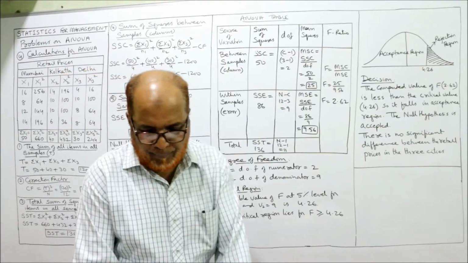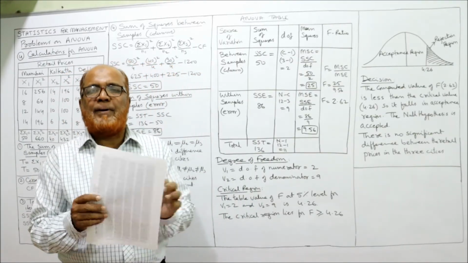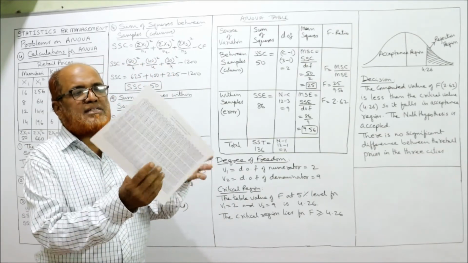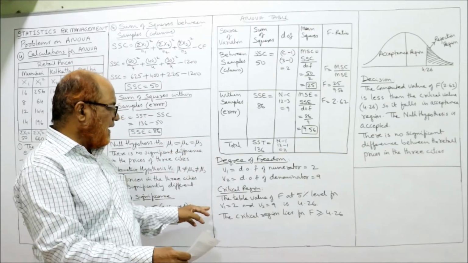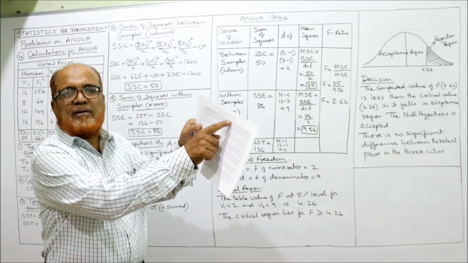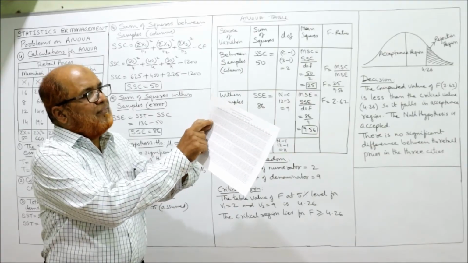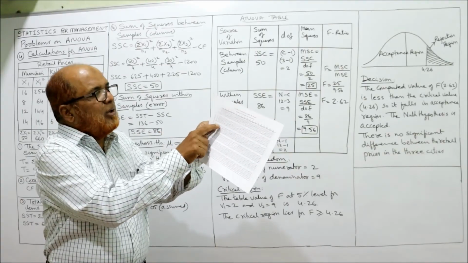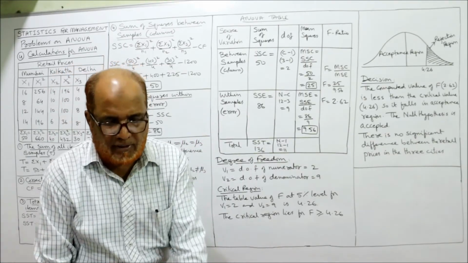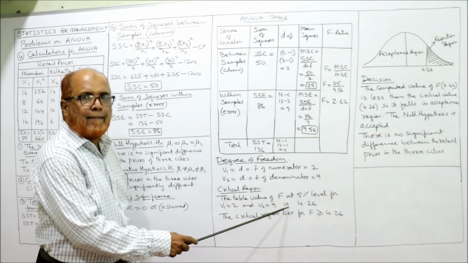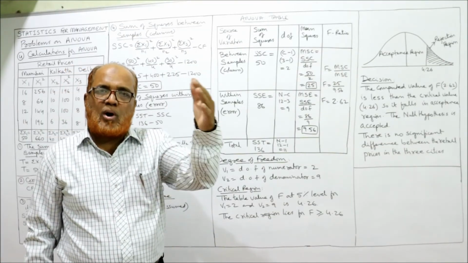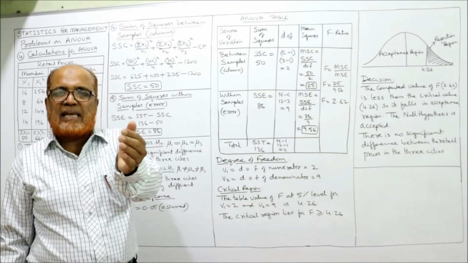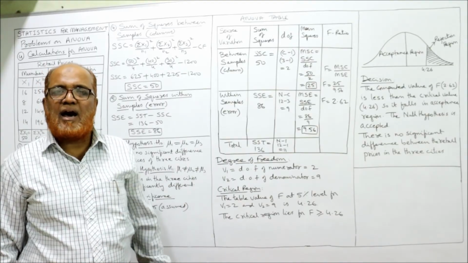Now, in the table, I have given this table in the description, a PDF of F table. Take a printout. Here, 2 values are there, 1% points and 5% points. We are concerned with 5% level of significance. So, 5% points, you see V1 is 2 and V2 is 9. So, column 2 and row 9, you will find 4.26. So, 4.26 is the critical value of F. Any value which is more than 4.26 will fall in rejection region, and any value which is less than 4.26 will fall in acceptance region.